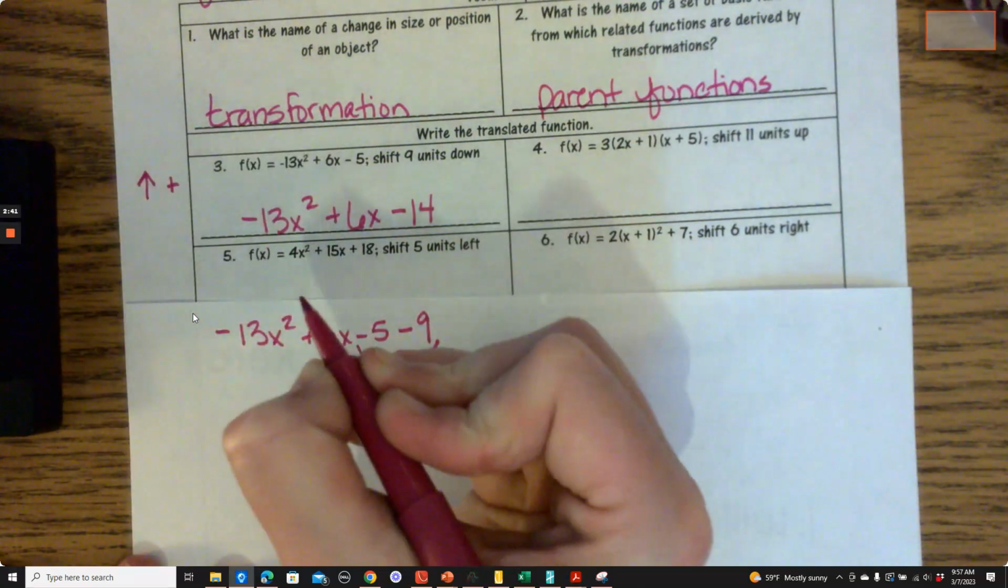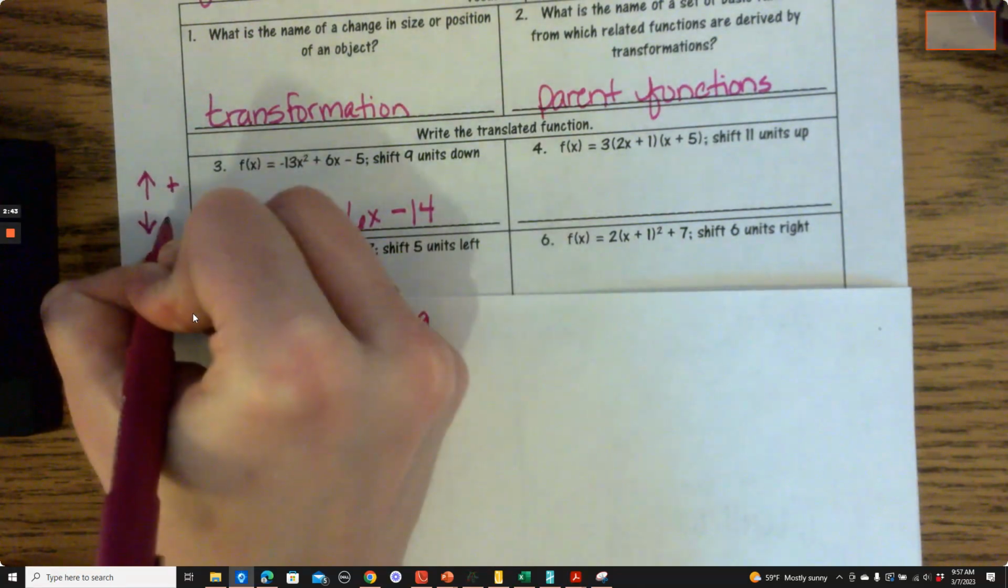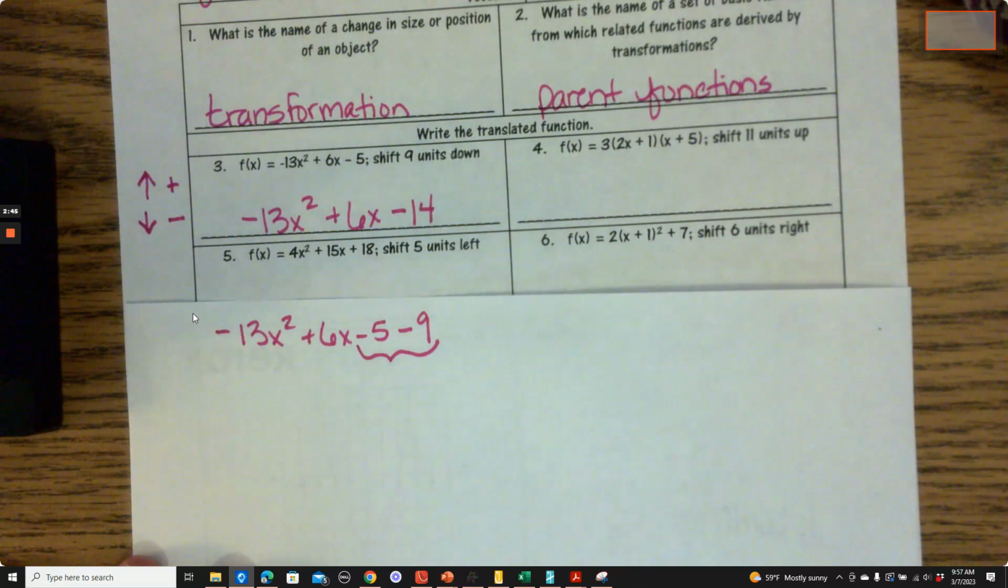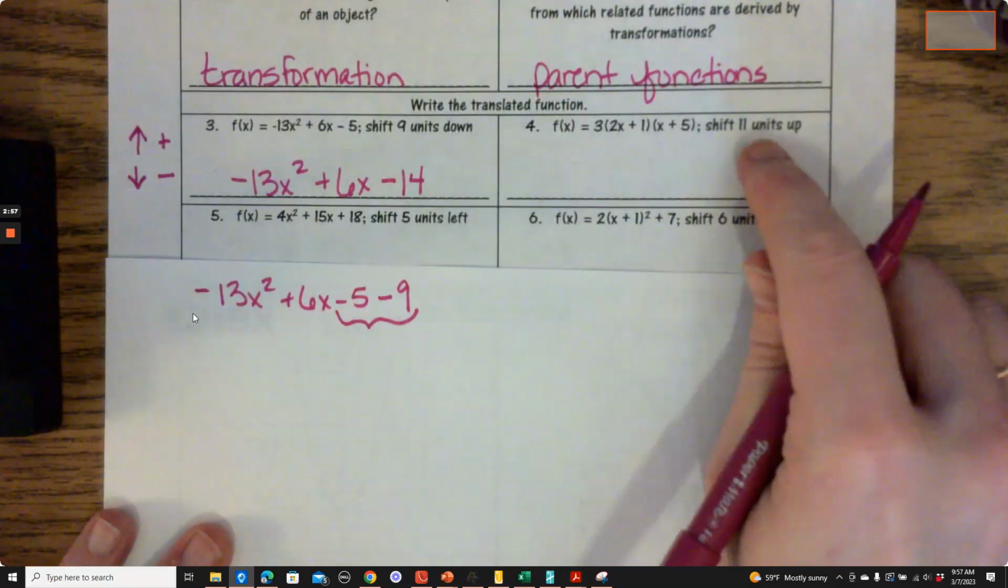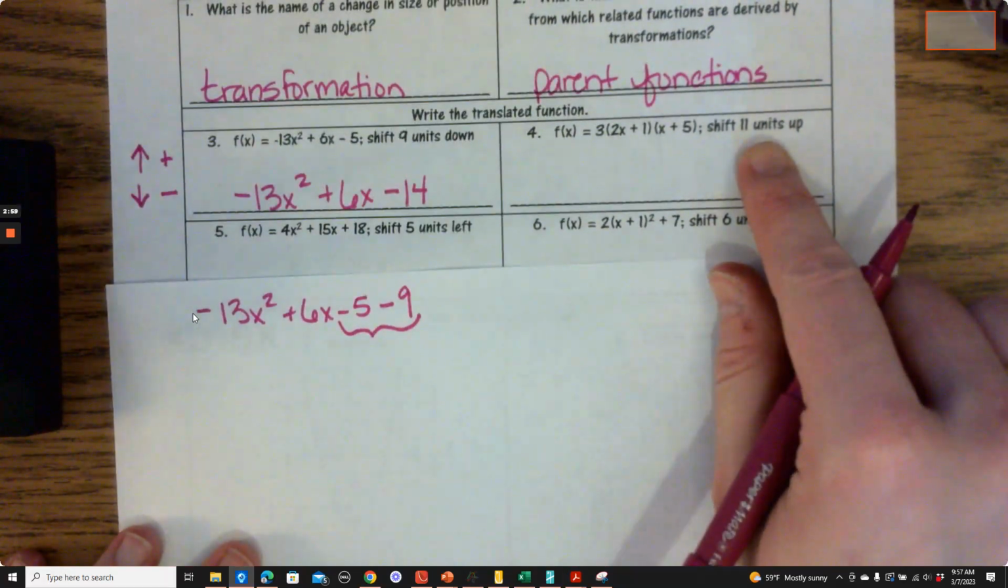Okay, so if I'm moving it up or down, if I'm going up, I'm going to add something to the end. If I'm going down, I'm going to subtract something just from the very end of the equation. So if my parent function was x squared and I wanted to move it up 5, I would do x squared plus 5. Just add the 5 to the end. Okay? So going up, we do the exact same thing.